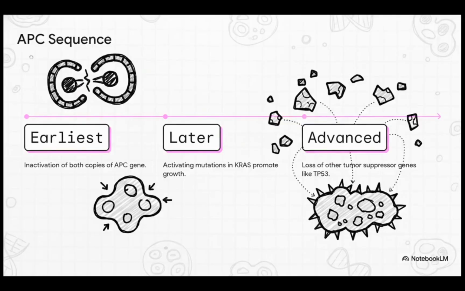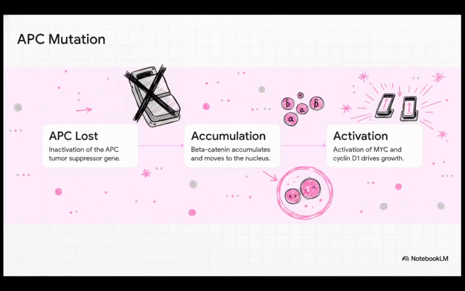Take a mental snapshot of this timeline. The earliest event, a mutation in the APC gene. That's step 1. Later on, a KRAS mutation joins the party. Finally, to progress to full-blown carcinoma, the cell loses other tumor suppressors, specifically TP53 and SMAD. So APC, then KRAS, then TP53. That is your progression. Let's actually zoom in on step 1 there.